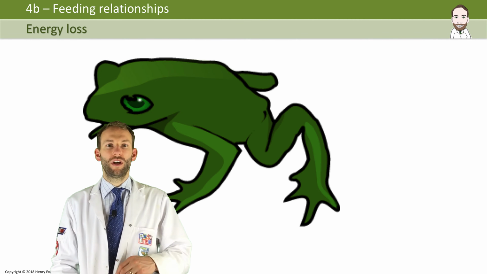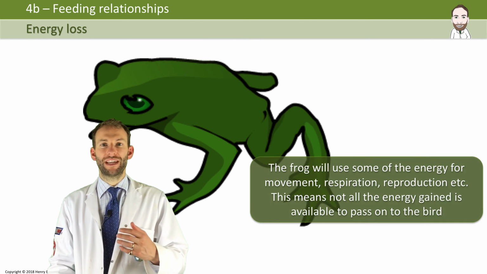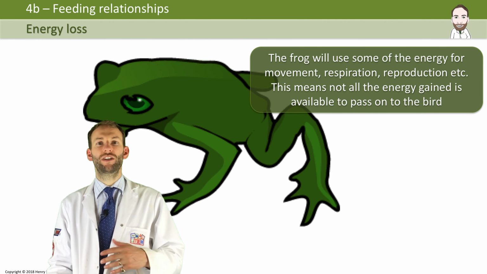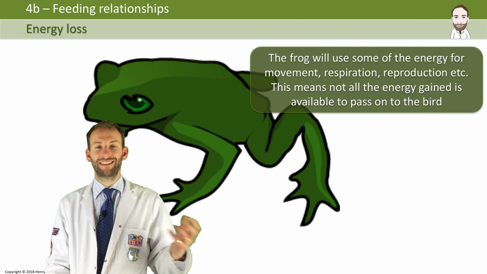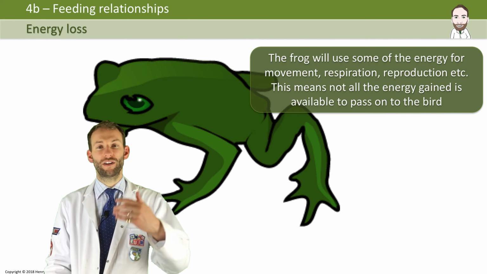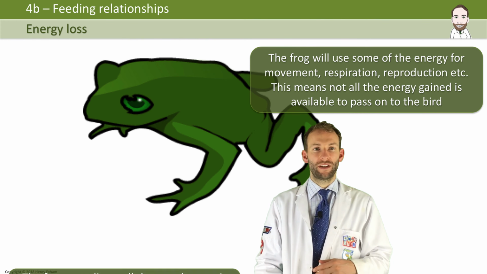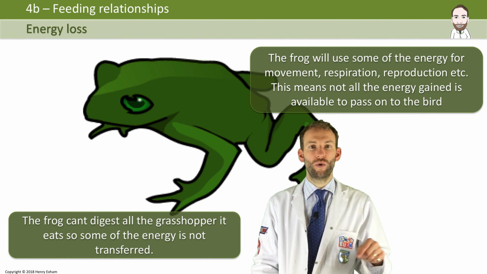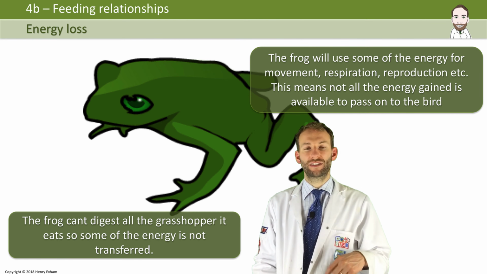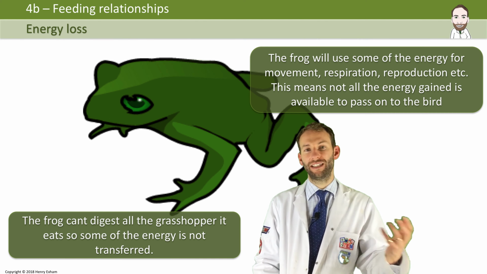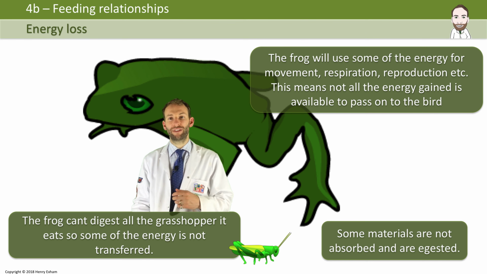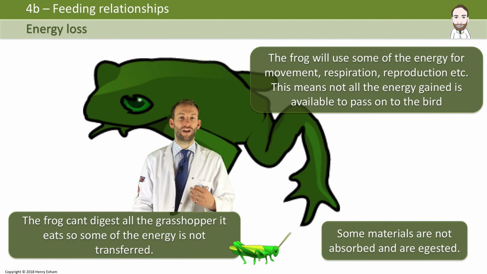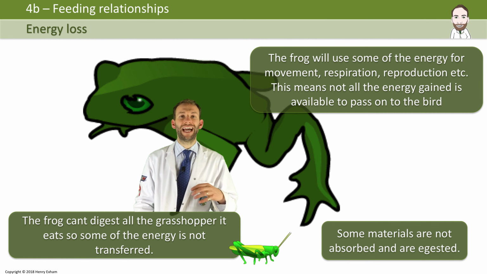For example, the frog will use some of the energy for movement, respiration, reproduction, and all those other kinds of things, which means that all that energy that it got won't be available to pass on to the next level, which was the bird. The frog can't even digest all of the grasshopper that it ate. So some of that energy just gets lost in its feces and it is not transferred to the next level. And some of the materials are not absorbed and those are ingested. So you can see that energy is lost.